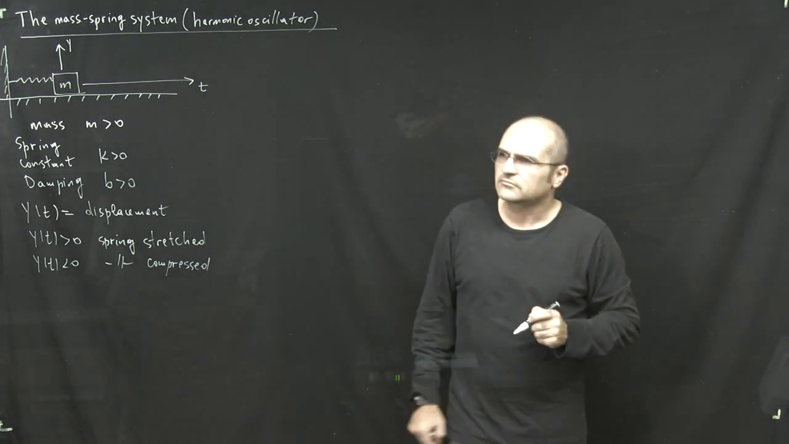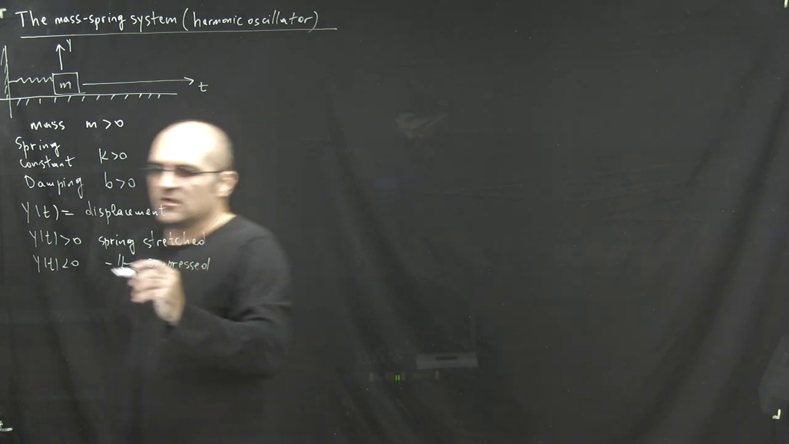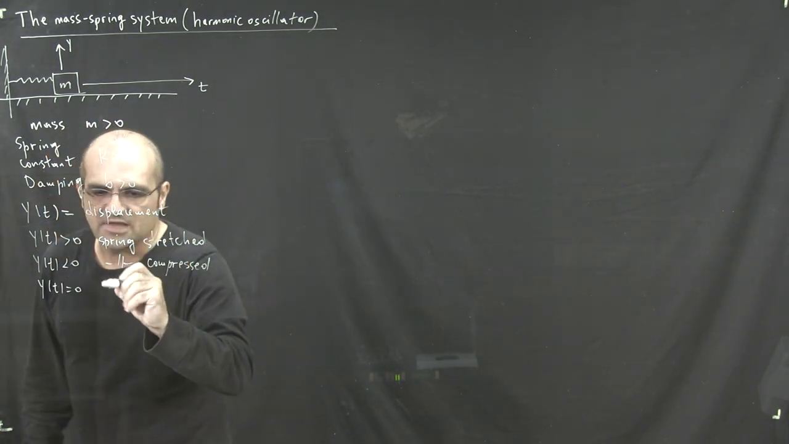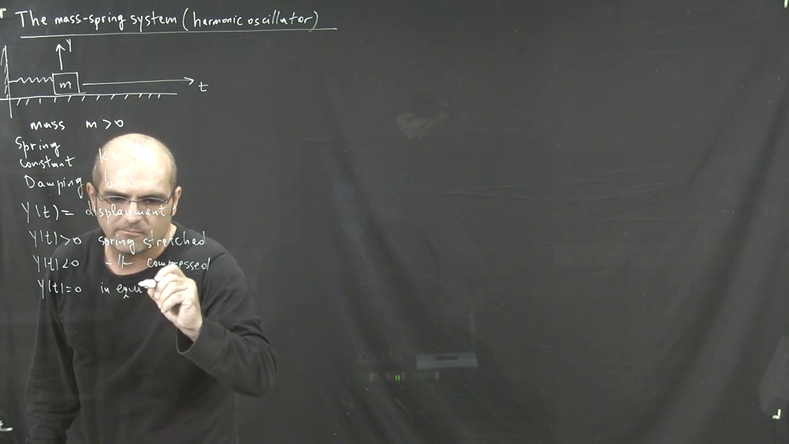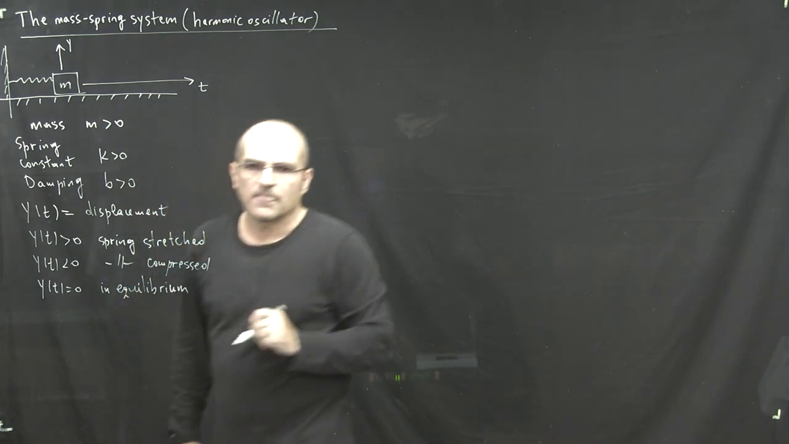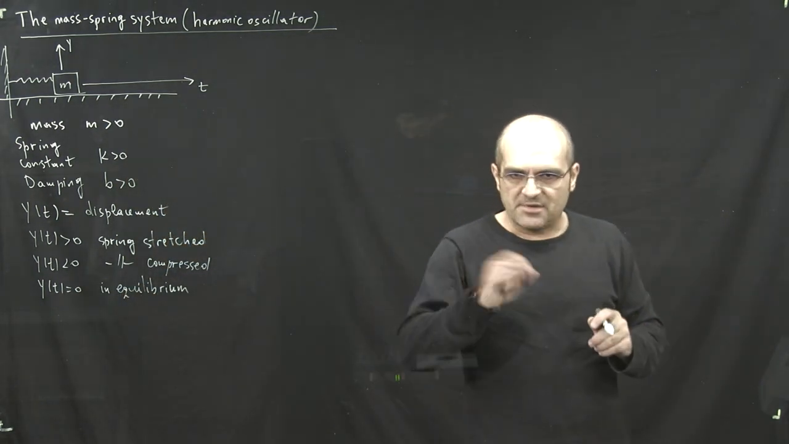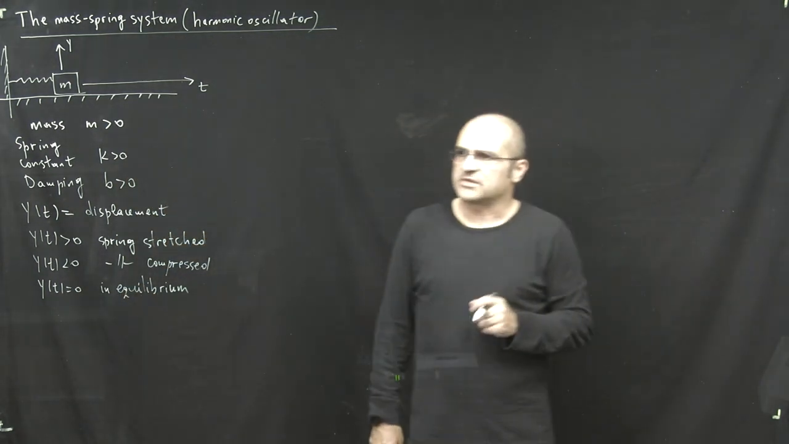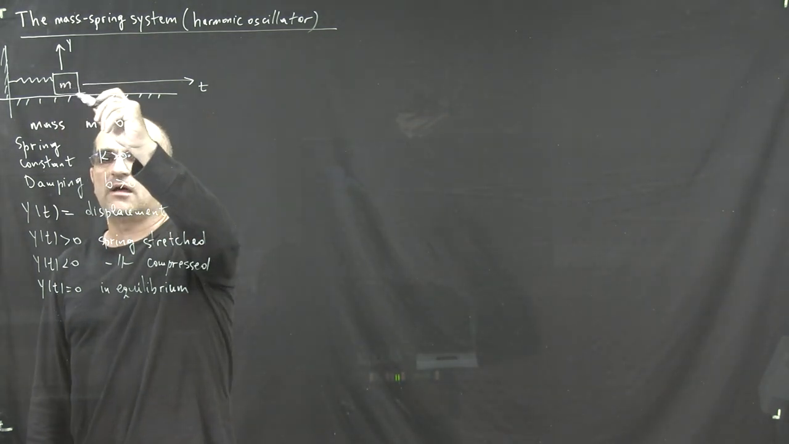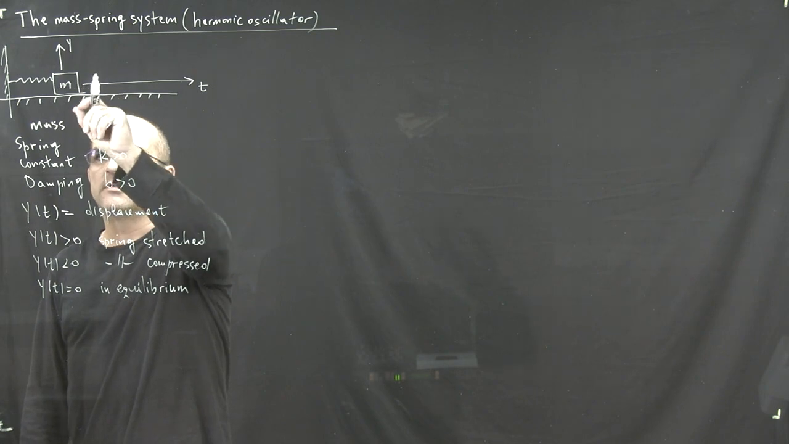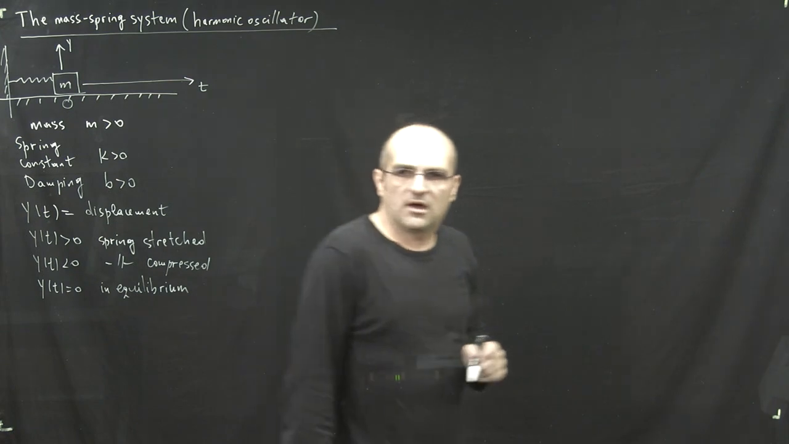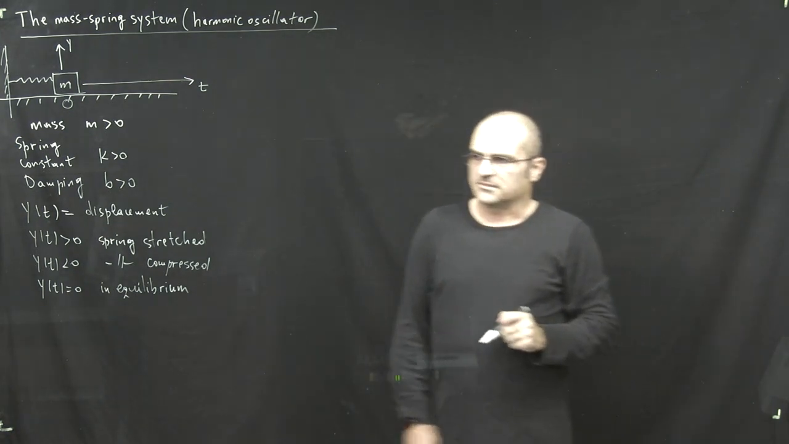So when the displacement is 0, the object is in equilibrium. There is no motion. The spring is neither stretched nor compressed. So if you imagine the spring in the relaxed, undisturbed position, this will be basically the origin of the coordinate system.